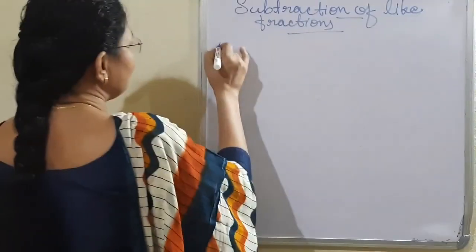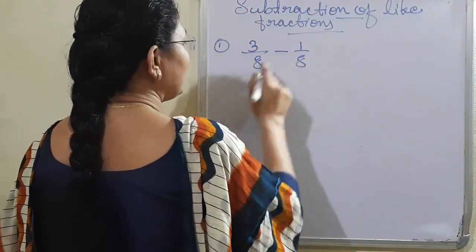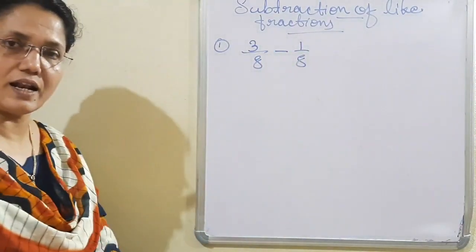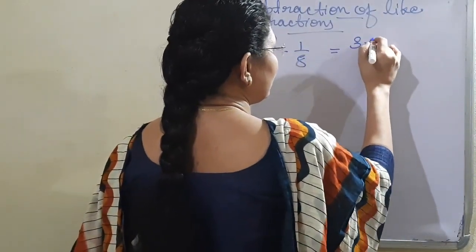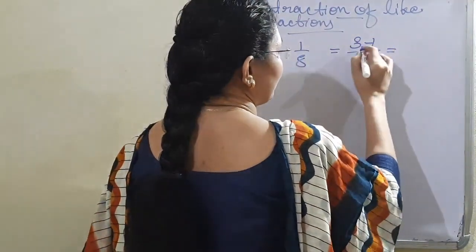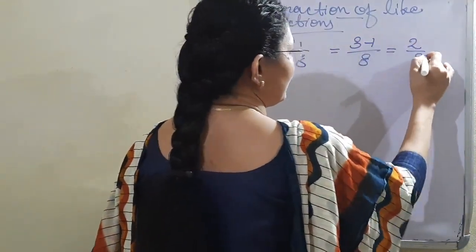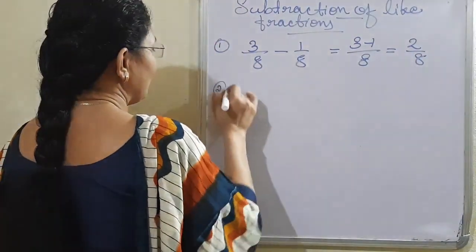First one, 3 by 8 minus 1 by 8. Look here, the fractions are like because the denominators are the same. That time what to do? Subtract the numerators and write over the same denominator. 3 minus 1 is 2 by 8. Okay. Next, second question for you.